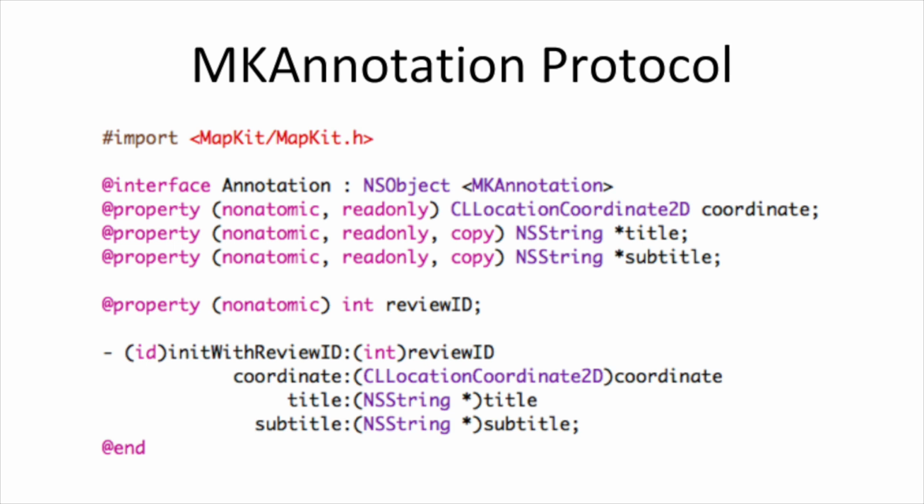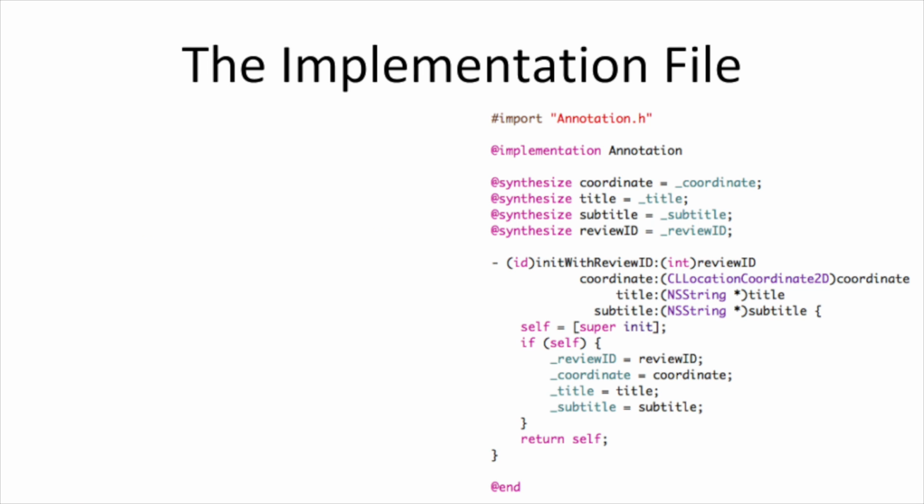So as you can see, my custom initializer is init with review ID, which is my integer of my review ID, the title and the subtitle as NSStrings, and the CLLocationCoordinate2D. Now, the implementation file again is very similar to the custom table view cell. I've synthesized all my properties and I've simply created my custom initializer, and that's all I have to do.